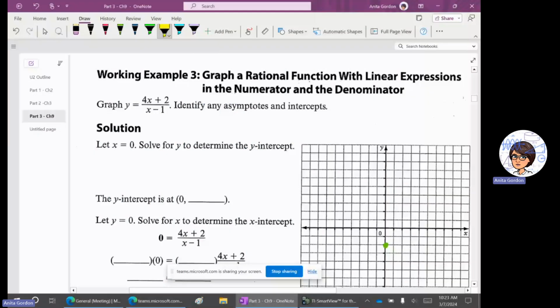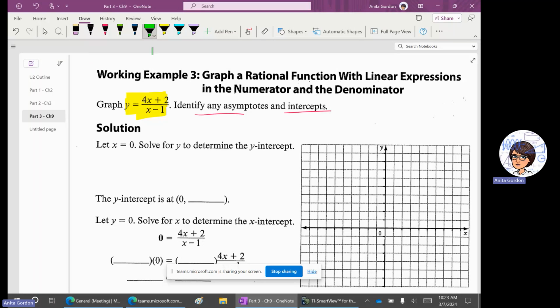For our last example, we are given an equation not in the transformation standard form that we're used to, but we can tell that it is a rational equation because we have a polynomial in the numerator and a polynomial in the denominator. We are asked to find the asymptotes and the intercepts. Let's do the intercepts first, as they are a lot easier to find right off the bat.